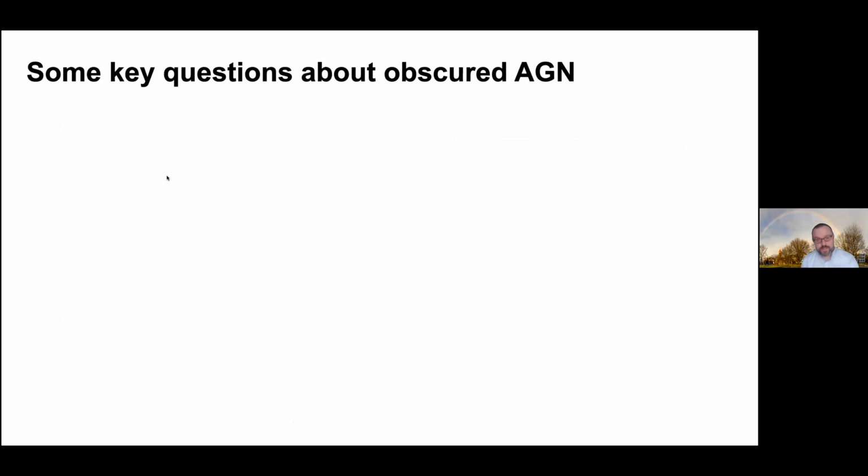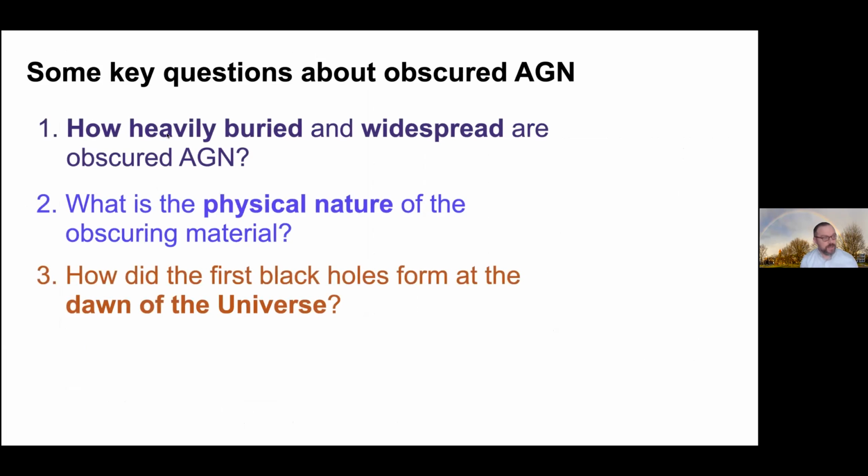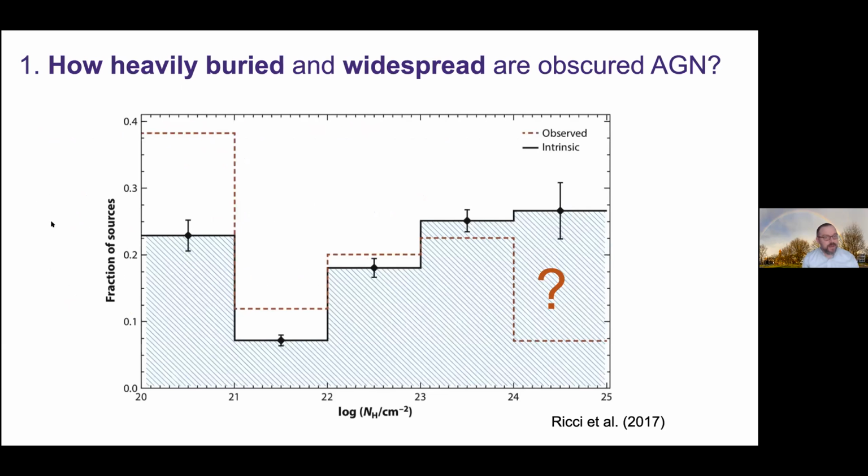What are the interesting questions that we're looking at right now? Well, here's three, and I'll go through each of these in a few minutes each. So the first is, how heavily buried and widespread are these obscured AGN? Second is, what's the actual physical nature of the obscuring material? And then finally, how did the first black holes form at the dawn of the universe when there was a lot of gas around and there probably was a lot of obscuration?